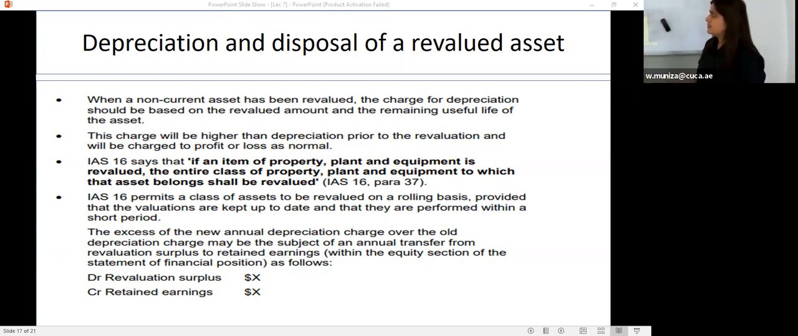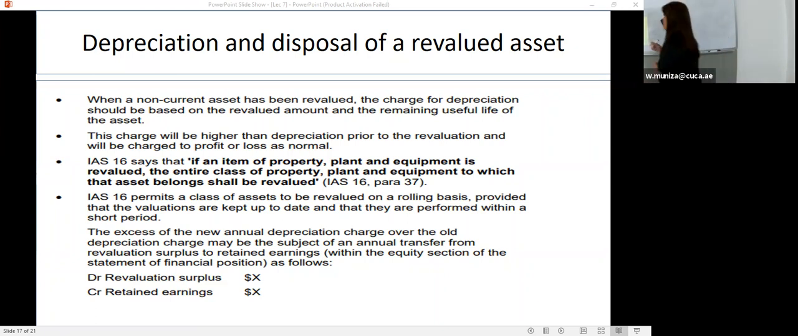Okay, so now let's read it. When a non-current asset has been revalued, the charge for depreciation should be based on the revalued amount and the remaining useful life of the asset. This charge will be higher than the depreciation prior to the revaluation and will be charged to the profit or loss as normal. IAS 16 says that if an item of property, plant and equipment is revalued, the entire class of property, plant and equipment to which the asset belongs shall be revalued. This sometimes comes in the multiple choice questions. This is just the policy of IAS 16 that if one item of the property, plant and equipment is revalued, then all the items of the property, plant and equipment must be revalued.